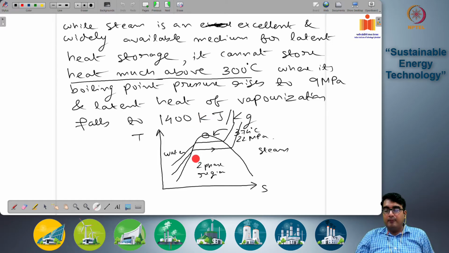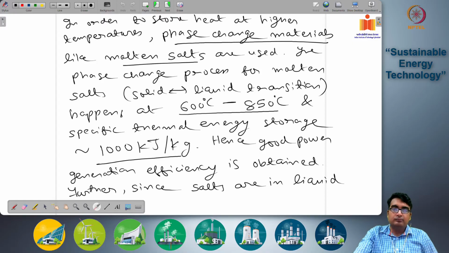So there is a price to be paid for increasing this temperature, and we cannot increase the steam temperature much above 300 degrees centigrade. So what this means is, for those applications where you need temperatures higher than 300 degrees centigrade, steam is not a good energy storage medium. So in order to store heat at higher temperatures, phase change materials like molten salts are used. So here we are switching from a water-based phase change system to a salt-based phase change system.